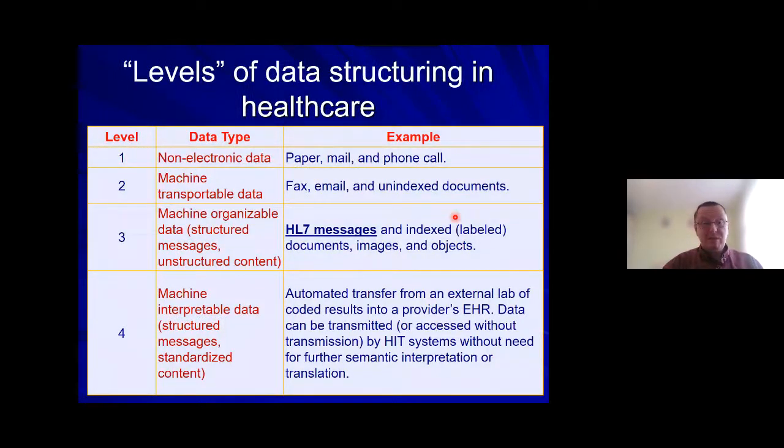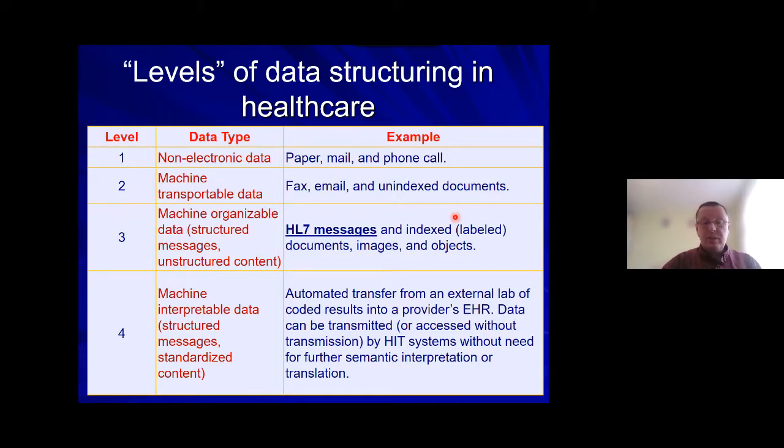As for the levels of data interoperability and data structuring, multiple classifications are available, but at least there are these basic 4 levels of data structures: non-electronic, machine transportable, machine organizable, and machine interpretable data. For sure, conventional paper records, paper mail, and phone calls are all non-electronic data.